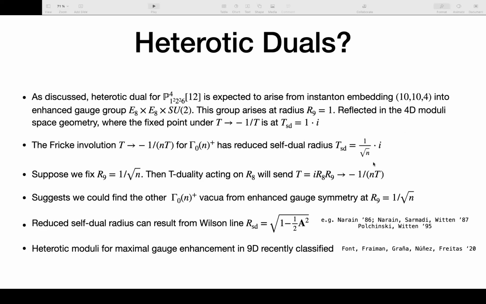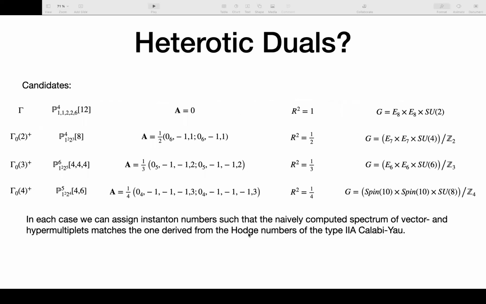Okay, so it's very well known that you can get the reduced self-dual radius from turning on Wilson lines in the heterotic string. And luckily for me, the heterotic moduli for maximal gauge enhancement in 9 dimensions have recently been classified in this nice paper, and we saw a talk in the seminar as well about this. So you can identify some candidates, which are at this point just suggestive candidates, but there is no really non-perturbative check of the duality performed here.